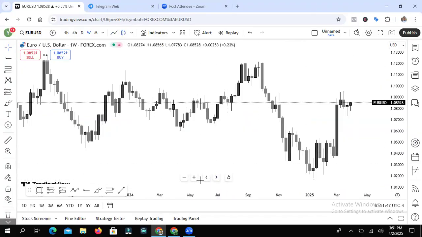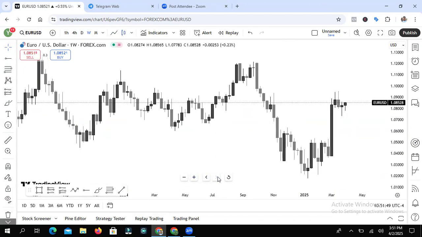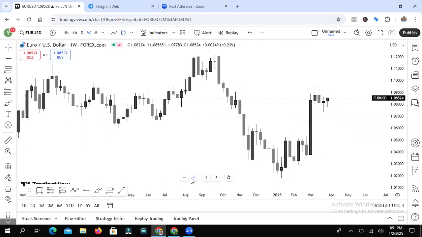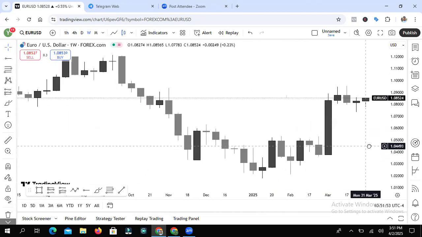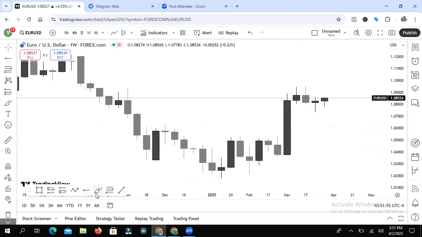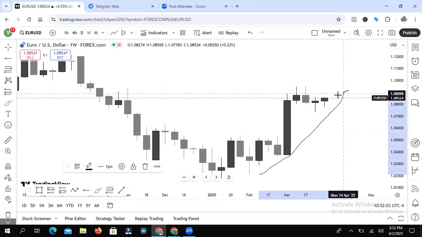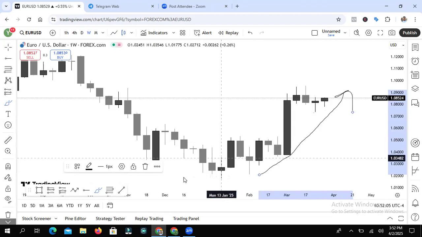Okay, look at this current market that we are in. Where did these buys come from? Look at how we've been bullish on Euro USD. Look at how we've been buying for how many weeks? 1, 2, 3, 4, 5, 6, 7, 8, 9. For the past 9 weeks, look at how Euro USD has been buying. So where did they come from?